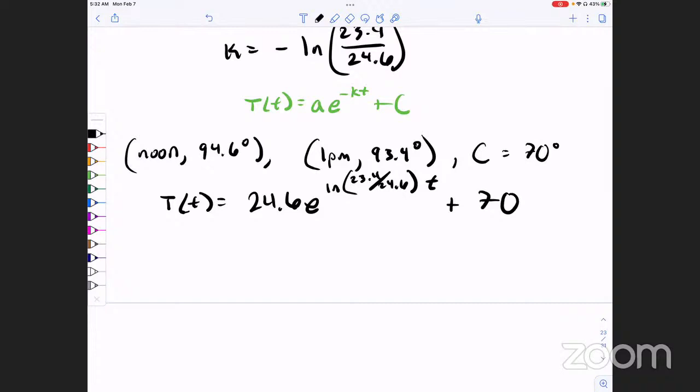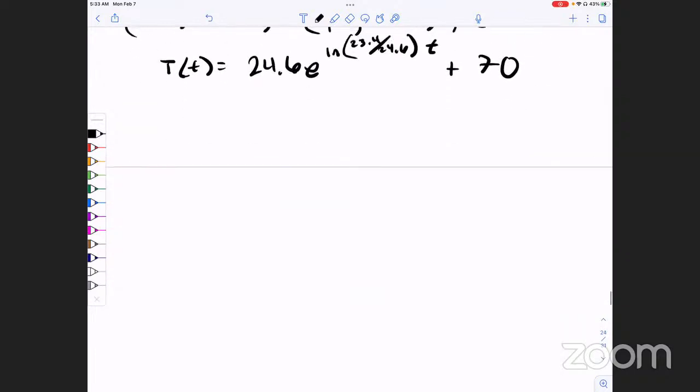The piece of information that we need to use is that the human body generally is at a temperature of 98.6 degrees. What is that, Fahrenheit? Okay. Murder committed. So then what we're going to say is 98.6, the temperature when the murder was committed, and then basically work backwards. Solve for T. 24.6 e to the natural log of 23.4 over 24.6.